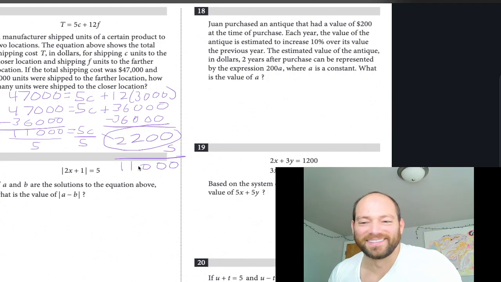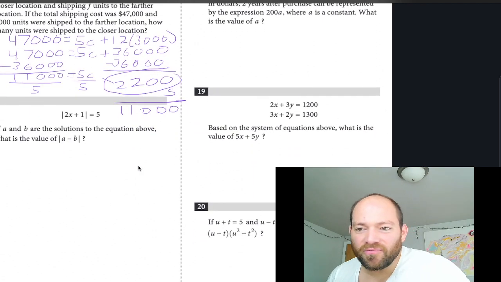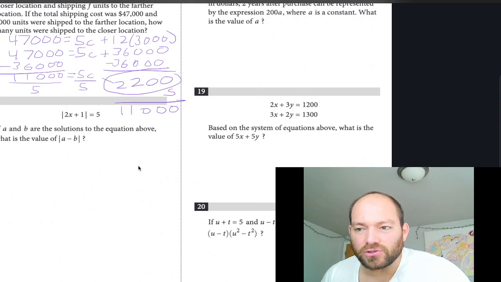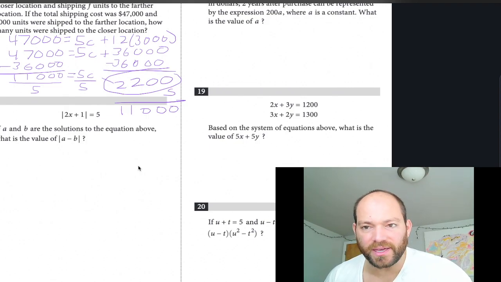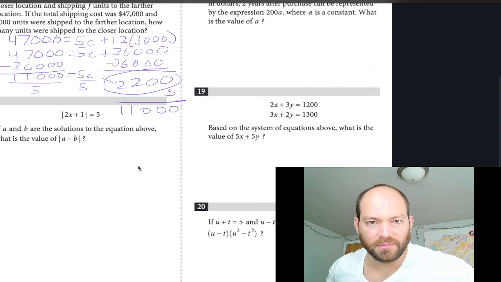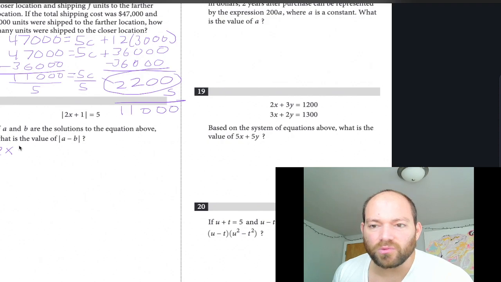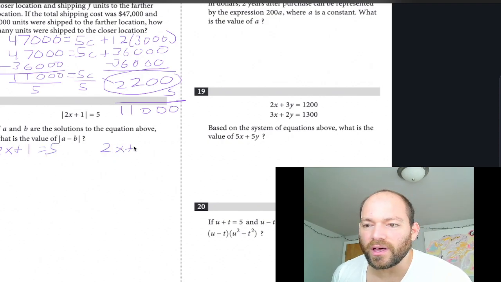17. The absolute value of 2x plus 1 equals 5. If A and B are the solutions to the equation above, what is the absolute value of A minus B? Super simple situation over here. Absolute value equations become 2 equations. We make what it equals plus or minus. So we have 2x plus 1 equals 5, and we have 2x plus 1 equals negative 5.